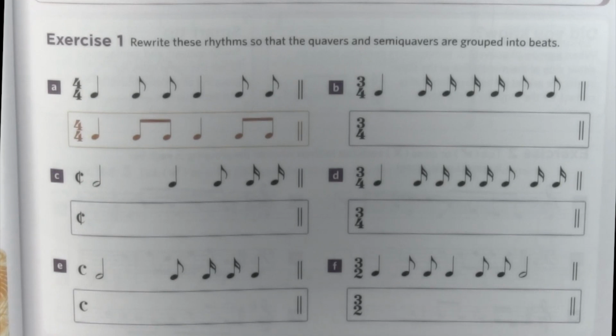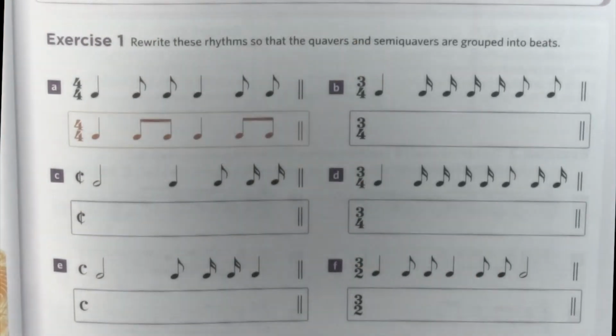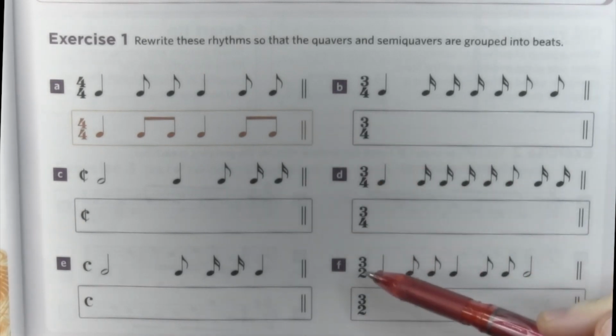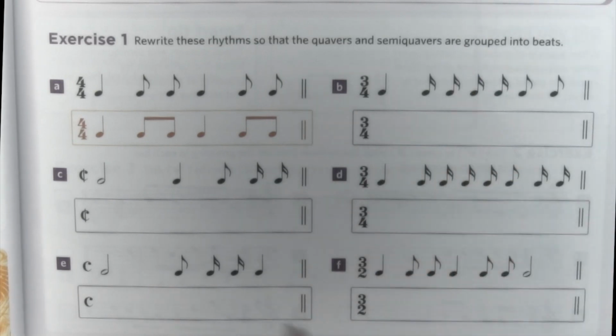Chapter 4 relates to rhythm, and in particular to grouping. In this first exercise we need to group the notes correctly given the time signatures that we have.